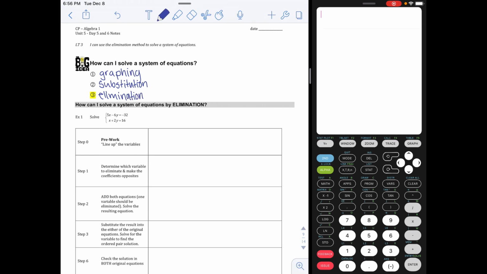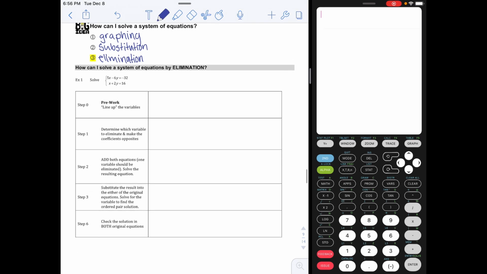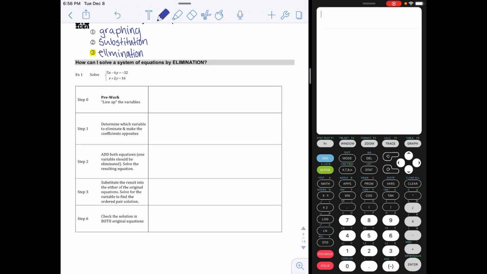So we're going to jump right into an example, talk about all the steps of how we solve with elimination. Just as it sounds, we're going to start eliminating, canceling some variables out. In step 0, it says that we need to line up the variables. That means that our x's have to be on top of our x's, our y's on top of our y's, and then our constants on the right side of the equals. Okay, so that is already done.